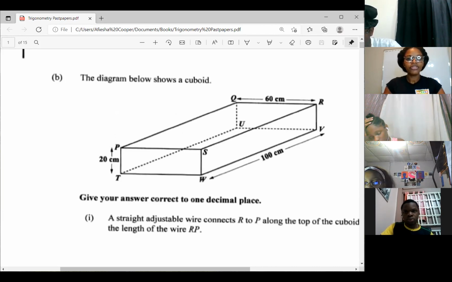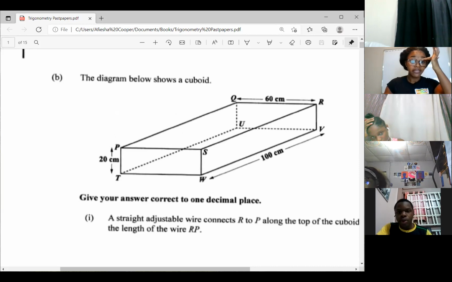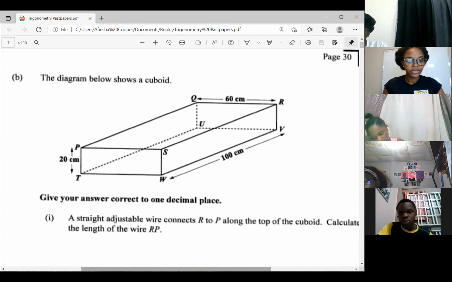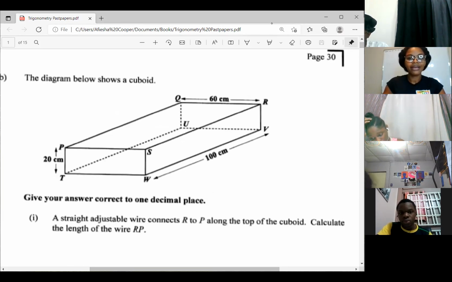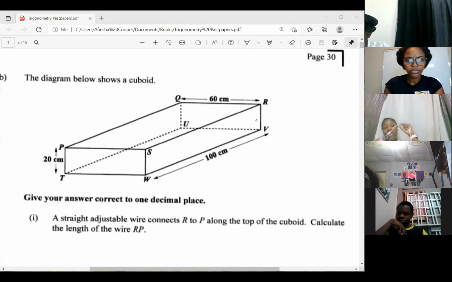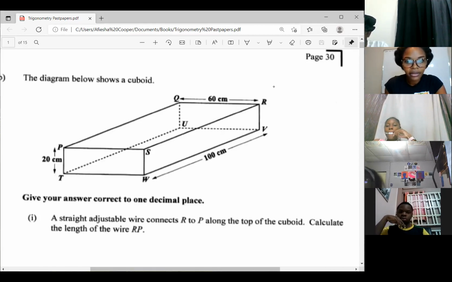The diagram below shows a cuboid. We know what a cuboid is, right? It's right in front of us. Give your answer correct to 1 decimal place. A straight adjustable wire connects R to P along the top of the cuboid. Calculate the length of RP. So R is here, and P is here. So like this, right?